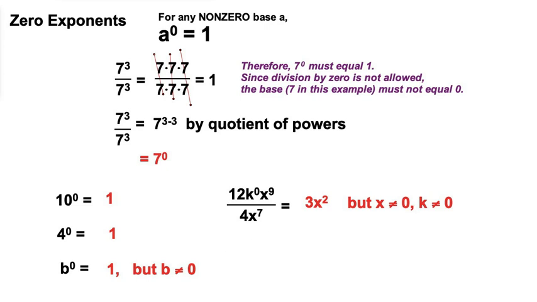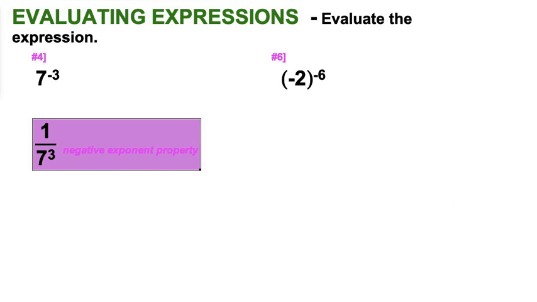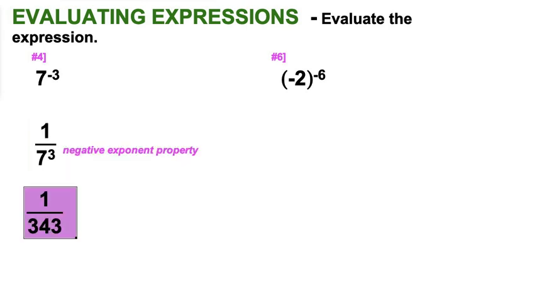All right, let's go to the textbook. Number 4 and 6. Again, these numbers correspond to your textbook. 7 to the negative 3. Well, if I employ my laws of exponents, I know that's 1 over 7 to the 3rd power, or 1 over 343.